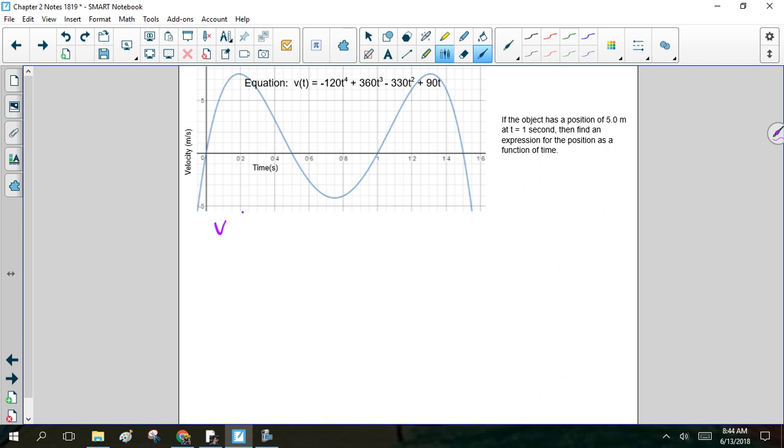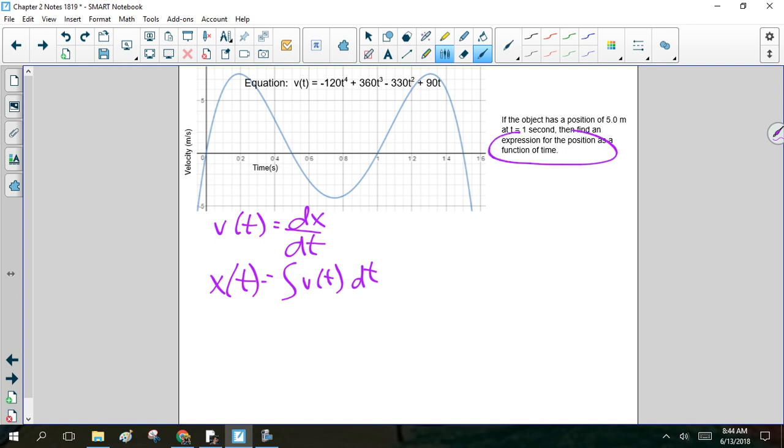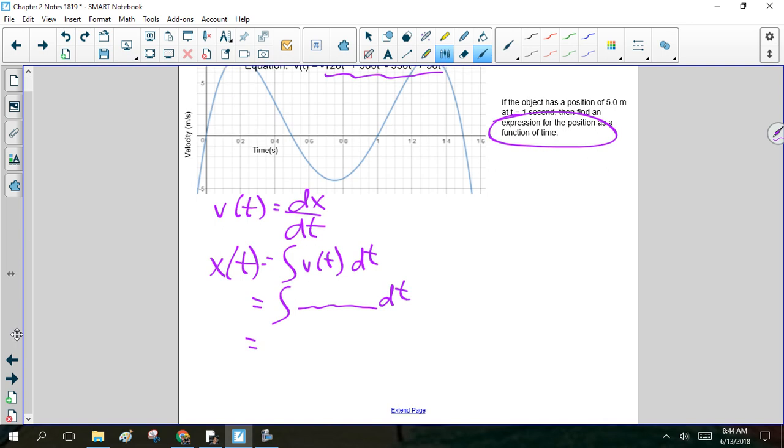We know that velocity as a function of time is dx/dt. That means position as a function of time is the integral of velocity with respect to time, right? So here we're looking for an expression for the position as a function of time. So you're just going to integrate, just like we did before. Integrate that mess, okay?